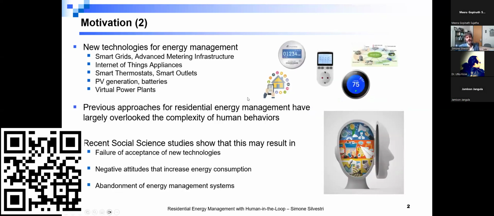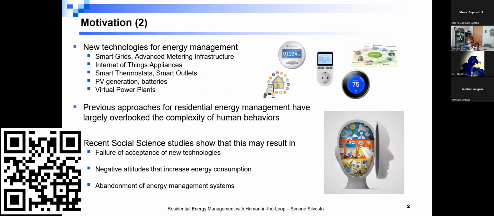These days, power systems are significantly changing. We have introduced smart grids and advanced metering infrastructures. Appliances are also becoming increasingly interconnected. We have smart thermostats and smart outlets. Some houses are equipped with electricity generation through, for example, photovoltaic and solar panels. Some houses also have batteries, so they can store electricity as well. And we also have the introduction of virtual power plants. So there has been a lot of research done using these new technologies.